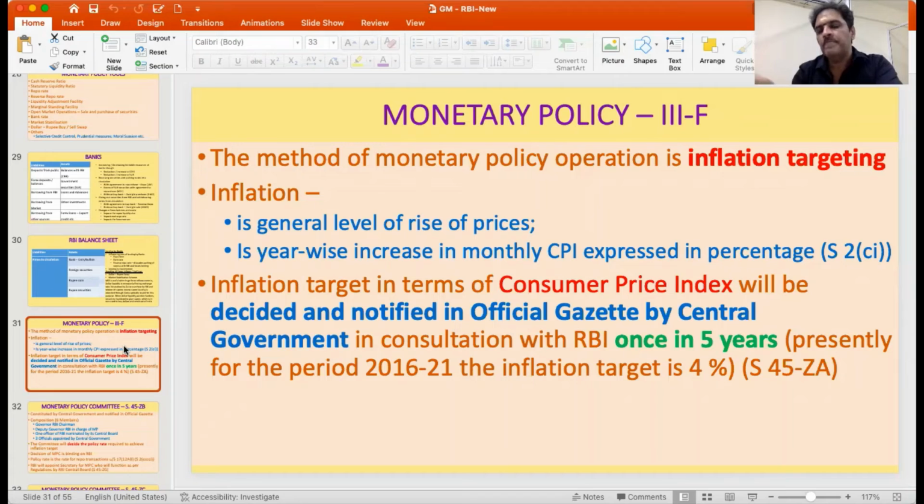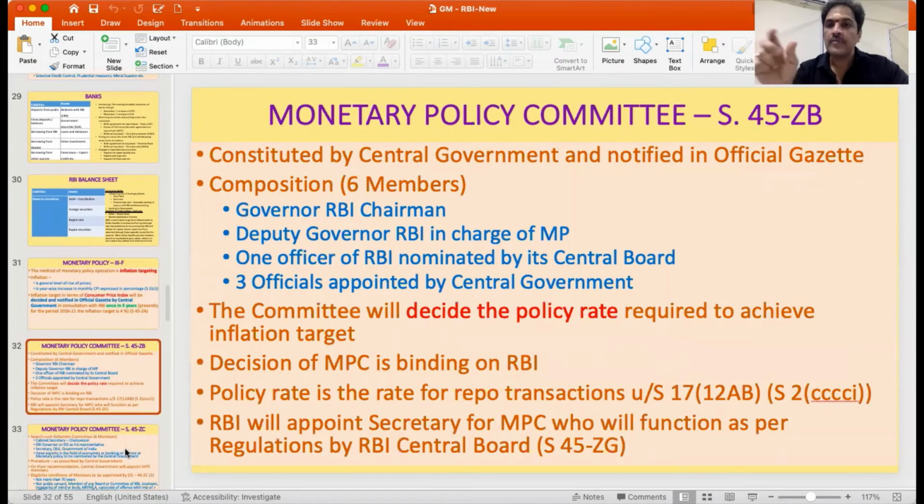So ever since we started, we have had the inflation target at 4%. Presently, for 2021-22 to 2026 also, we have the same target of 4%. But it's not a fixed target; there is a cushion that is provided, which is called the tolerance limit. The tolerance limit is plus or minus 2%. So RBI is supposed to ensure that inflation is between 2% and 6%. And you will see that presently the inflation rate is something like 6.8 or 7%. So the objective of the Reserve Bank of India is to keep the inflation within that band.